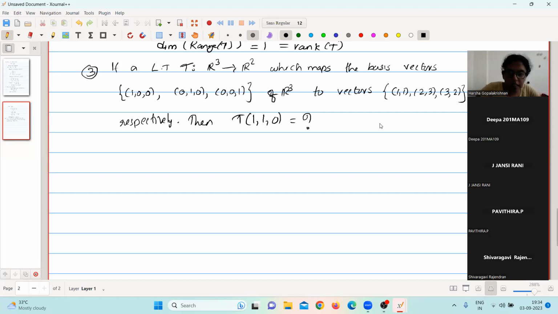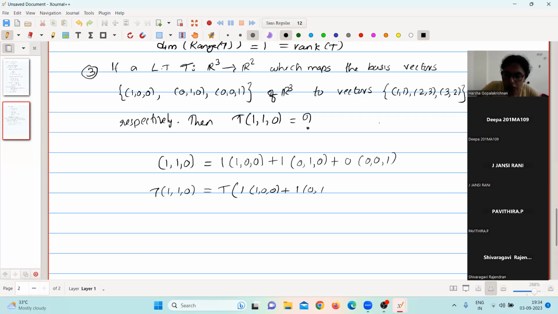Okay, let me write that, then you will get to know it clearly. How can we write this (1,1,0) as a linear combination of these three elements? 1 into (1,0,0) plus 1 into (0,1,0) plus 0 into (0,0,1), ma'am. Now, instead of writing T of (1,1,0), what can I write? T of 1 into (1,0,0) plus 1 into (0,1,0) plus 0 into (0,0,1). That is what I am saying: writing it as the linear combination of these three and applying T.